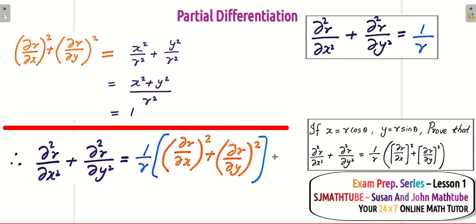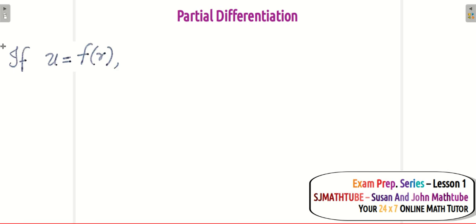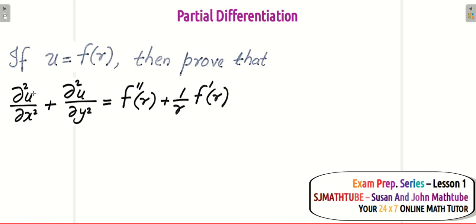Okay, now let's go for one more question, a little bit more important than this. So if u equal to f of r, again it's mentioned it's a polar function, then prove that the second order partial derivative of u with respect to x plus the second order partial derivative with respect to y, the sum of the partial derivatives is this.